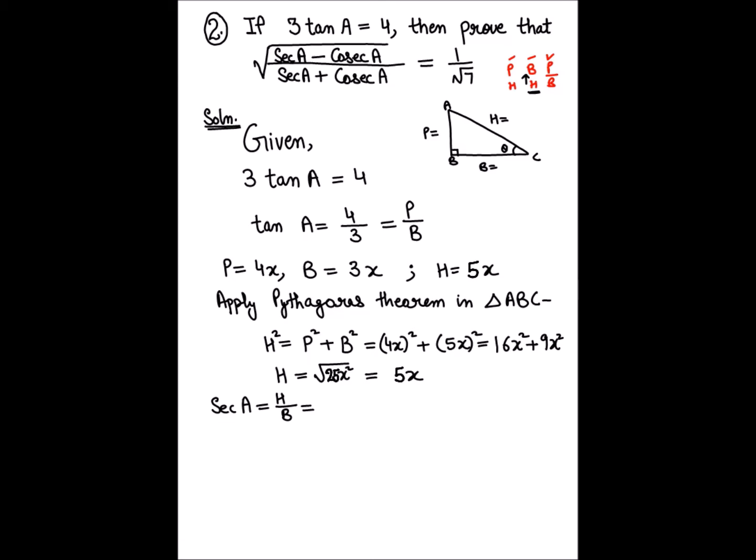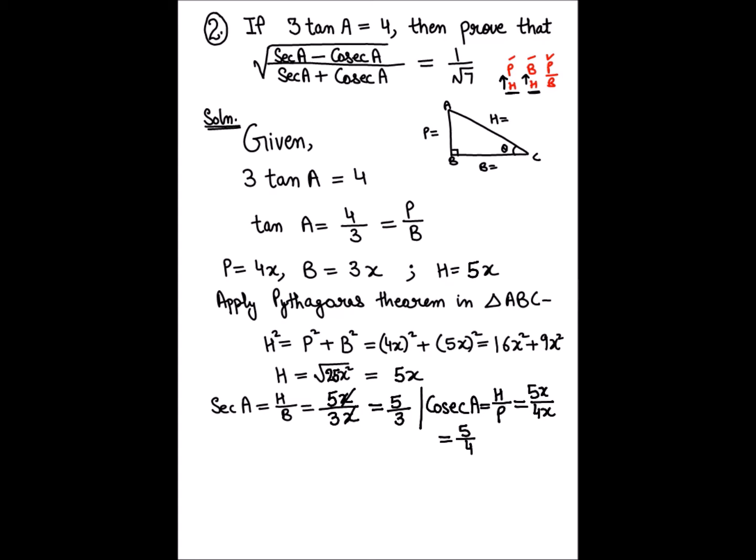So now, using the values of perpendicular, base and hypotenuse, we find out the value of sec A. We need the values of sec A and cosec A only. So sec A is hypotenuse upon base, which is 5x by 3x, that is 5 upon 3, and cosec A will be h upon p, that is 5x upon 4x. So cosec A will be 5 upon 4.